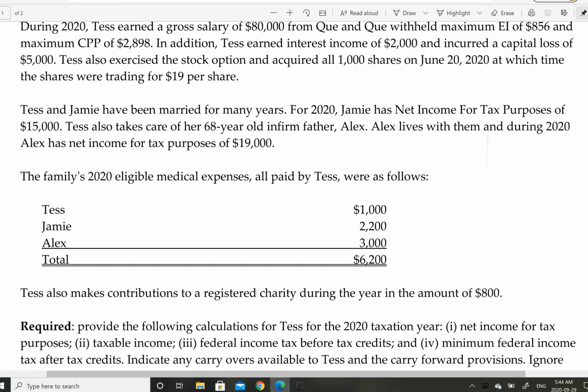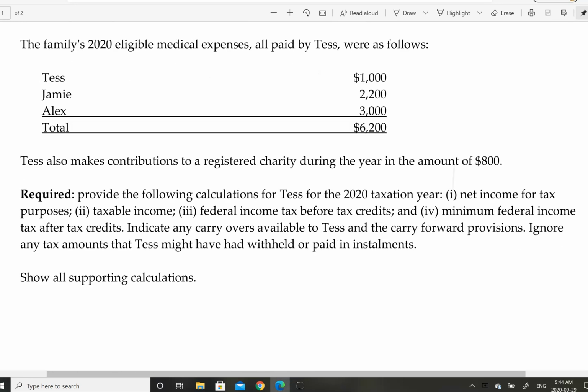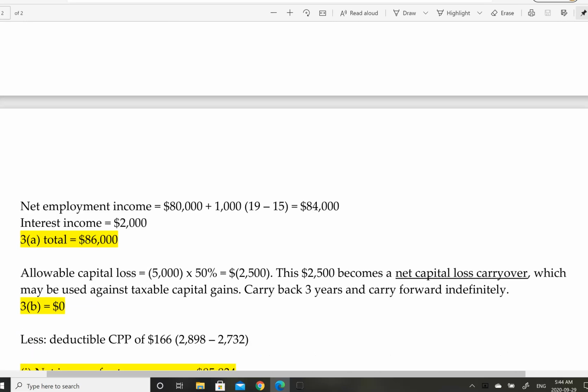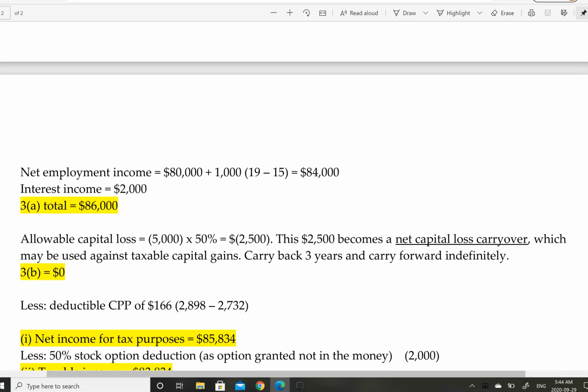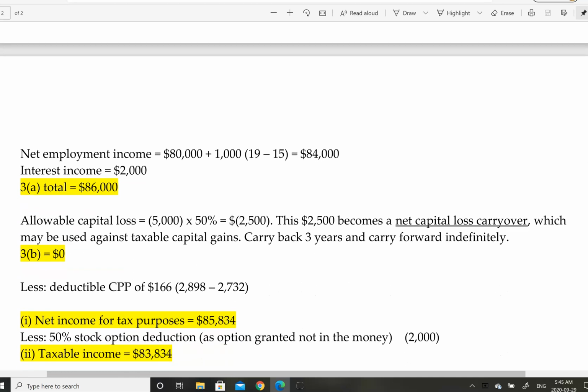So the first thing that we were asked is to calculate her net income for tax purposes. Now remember, net income for tax purposes, we go through the formula 3A plus 3B minus 3C minus 3D. Now, looking at the top here, we have her 3A amount, which is her net employment income, interest income, which equals $86,000.